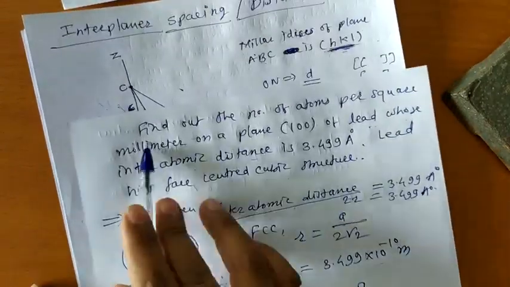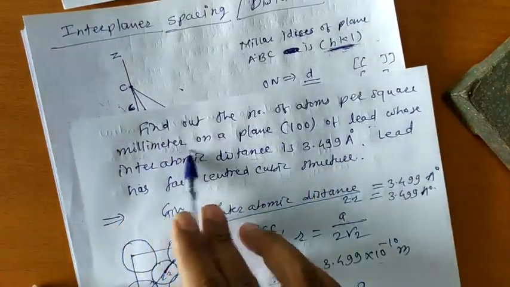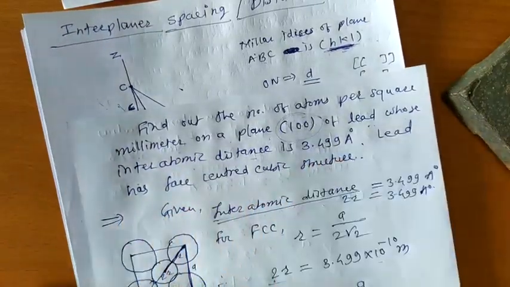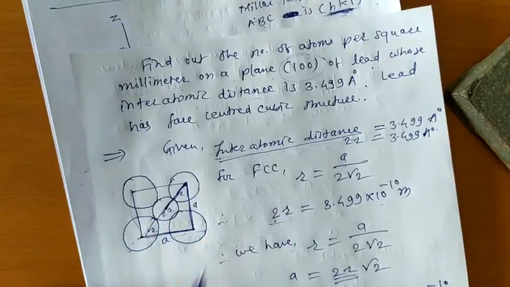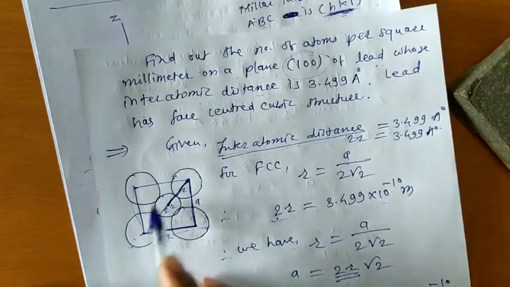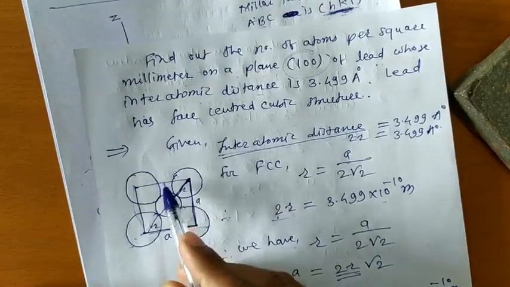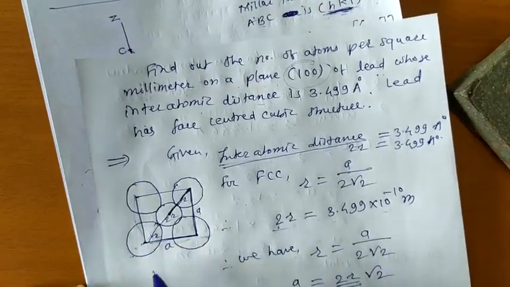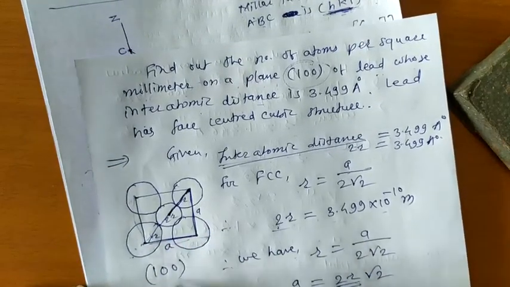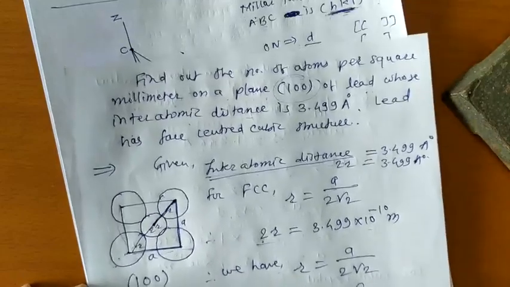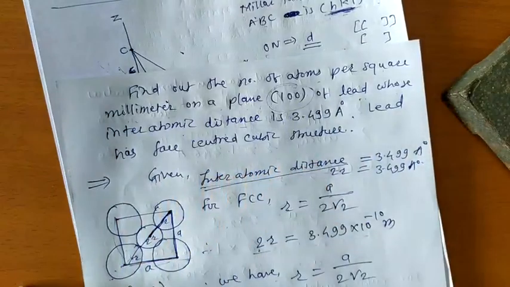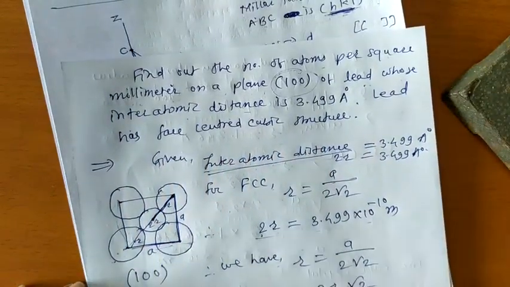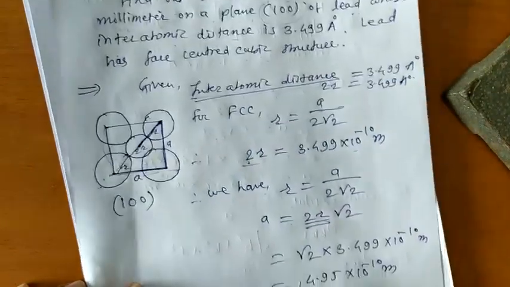Now we have to find out the number of atoms per square millimeter of a plane 100. This is suppose the plane 100. आपल्याला माहिती आहे FCC मध्ये प्रत्येक प्लेनमध्ये सेंट्रल ॲटम असतोच आणि कॉर्नर ॲटम असतात. And suppose this plane represents the 100 plane. Then we have to find out the number of atoms per square millimeter of a plane 100. याच्या एका स्क्वेअर मिलीमीटरमध्ये किती ॲटम्स आहेत ते तुम्हाला फाइंड आउट करायचं आहे.